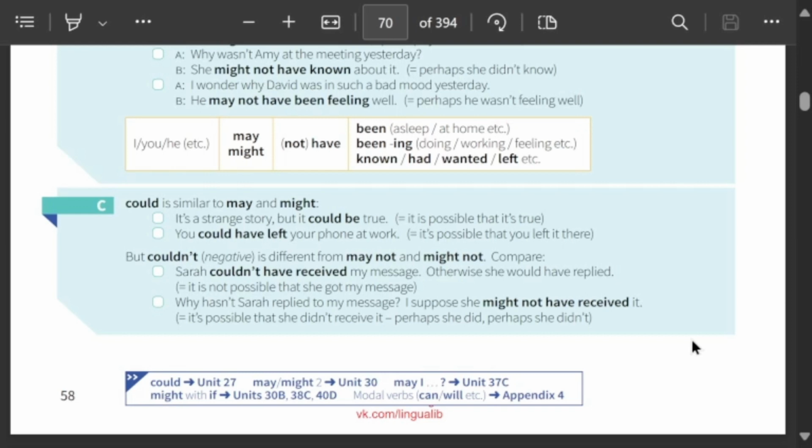But if you use might over here, you see, why hasn't Sarah replied to my message? I suppose she might not have received it. So it's a possibility. It's possible that she didn't receive it. You see? So couldn't shows like it's impossible, and might shows that there is still a possibility. Okay? Perhaps she did, perhaps she didn't, you see?